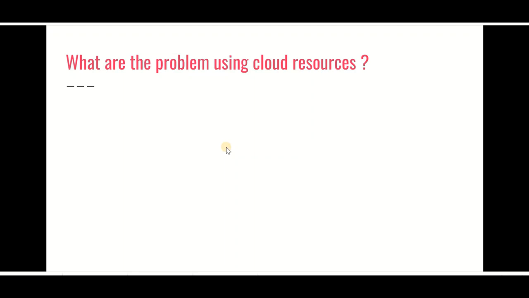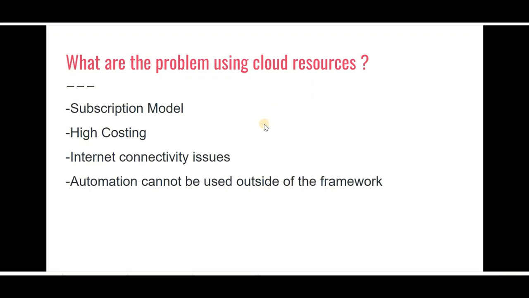So next question, what are the problems using cloud resources? You can execute your Appium through cloud resources, but what are the problems? Let's see. It's a subscription model. Cloud resource is like BrowserStack, or you can run through AWS. We all know the benefits of using cloud resources, but what are the problems? The problem is subscription. Those are subscription based models, which means high cost. It has dependency on internet connectivity. So if you don't have a strong or high speed internet connection, your test execution will fail.